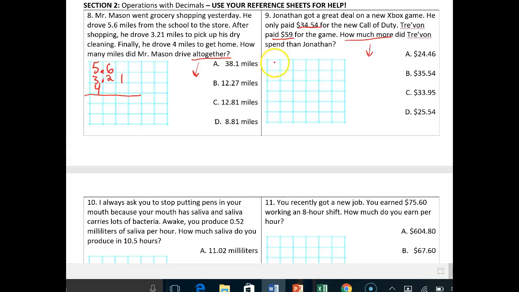Writing your numbers down, it seems to make sense that we should line up our decimals since this is operations with decimals, right? And you can always fill in empty spaces with zeros. So a decimal would go there, 0, 0. So how much more did Trayvon spend than Jonathan? You need to go ahead and figure out which operation you need to use to solve that problem.